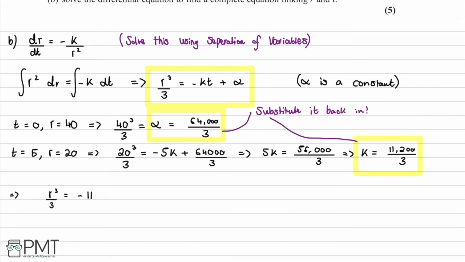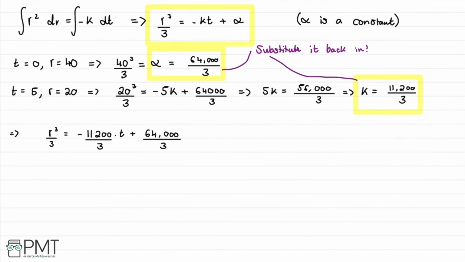So that's going to be negative 11,200. We divide that by 3 and then multiply by t. Then we're going to add on alpha, which is equal to 64,000 divided by 3. So you can see we have a 3 here, a 3 here, and a 3 here. So if we multiply both sides by 3, this will cancel out, and then we'll have 3 here, and they cancel out. So therefore, we'll have an expression for r cubed.